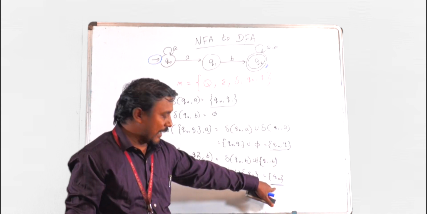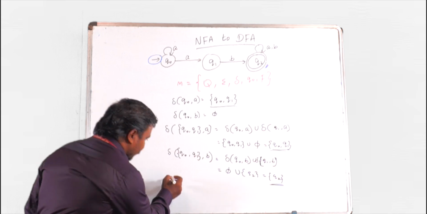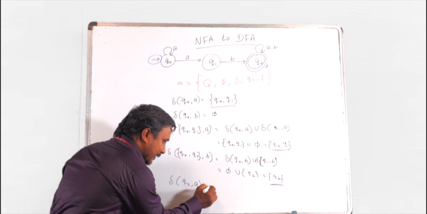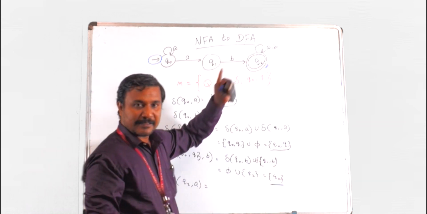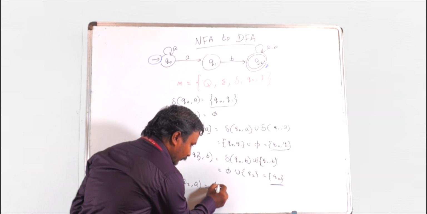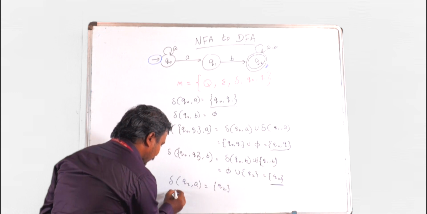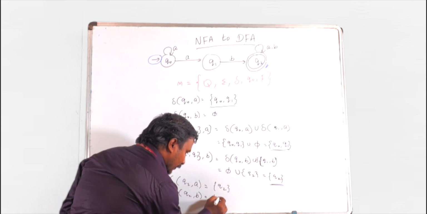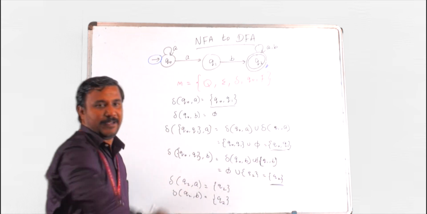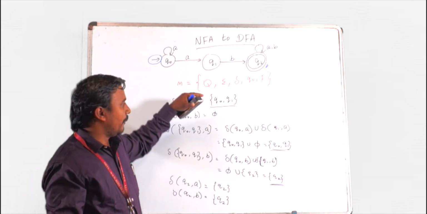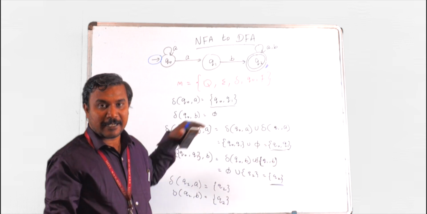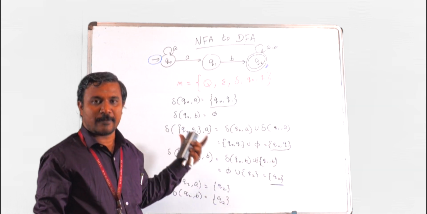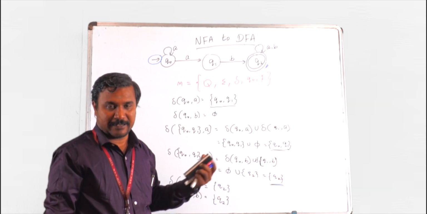Okay, so now the new state is Q2. Again, the delta transition of Q2 comma A is the same state Q2, and the delta transition of Q2 comma B is again Q2 only. So now we have identified the delta transitions for the DFA diagram, and now we can go for the transition diagram.